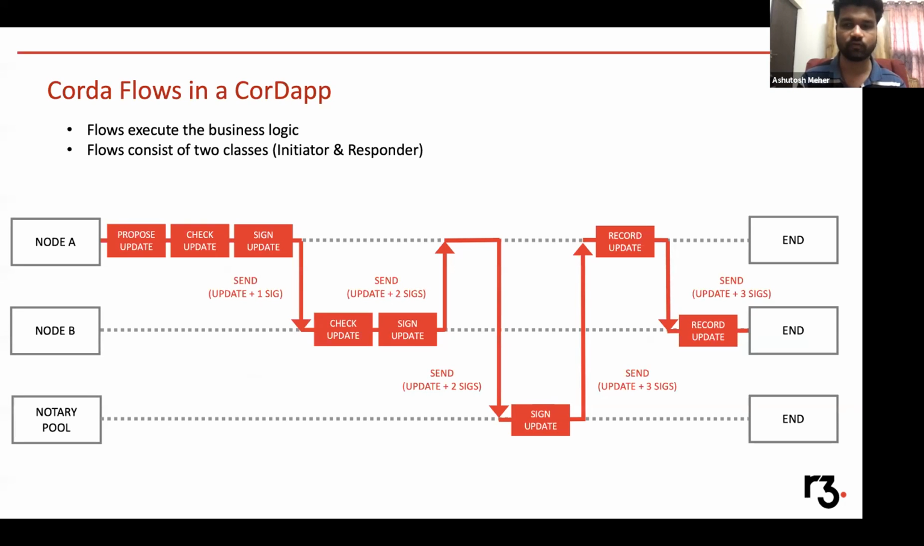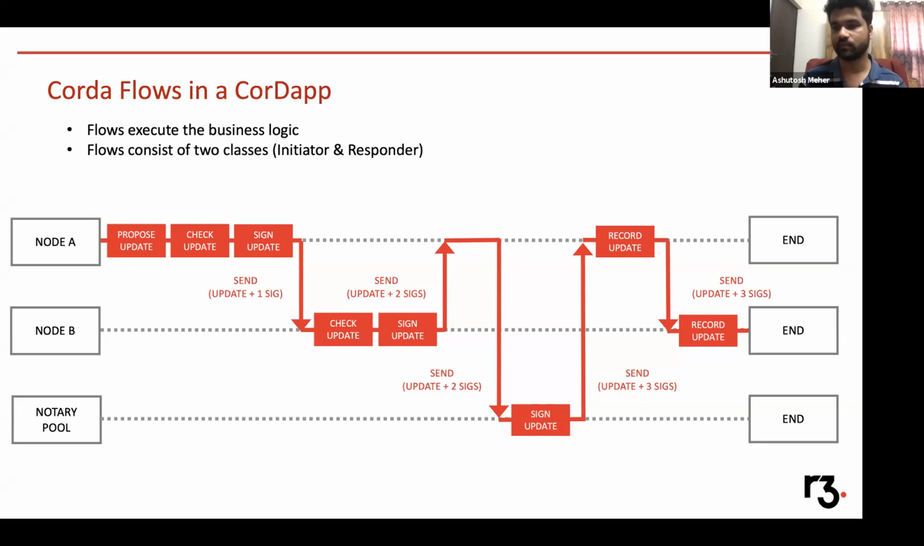And finally, the flows. Flows are the ones which help to put all these things together. They help you communicate with different counterparties and send and receive data between them. There are a few steps which I would just like to point out. This is for a simple point-to-point, or two-party, trade. You propose an update, which is where you create a transaction. You say that this is the thing I have on the ledger, and this is the updated thing that I want. Then you check that update against your contract, sign the transaction, and send it over to your counterparties.